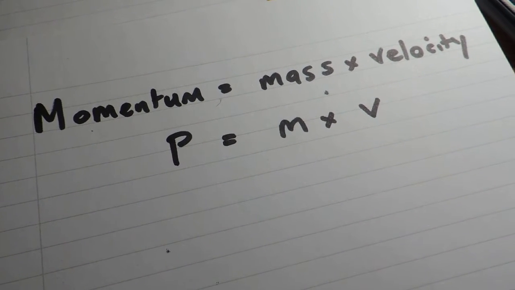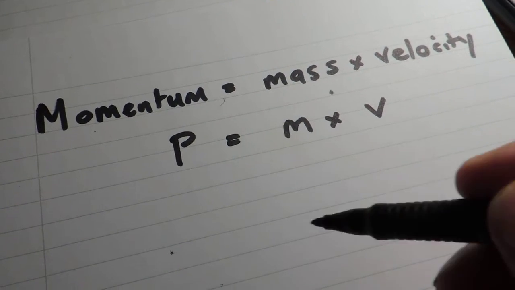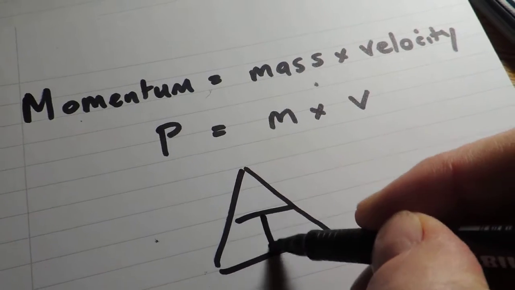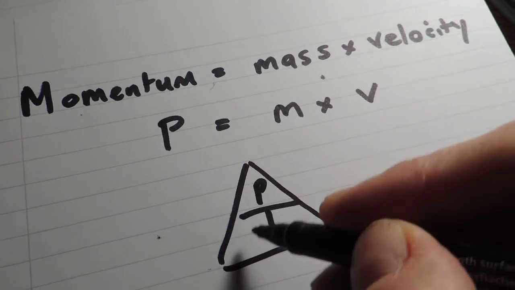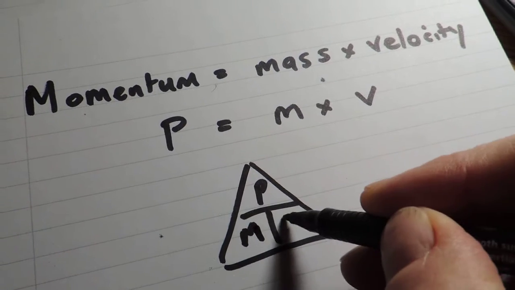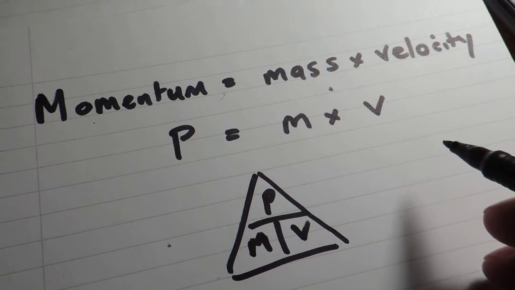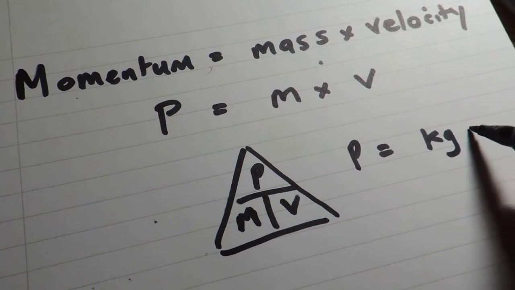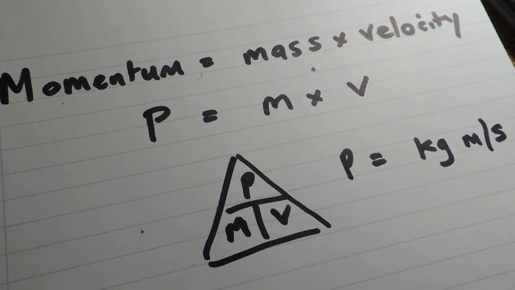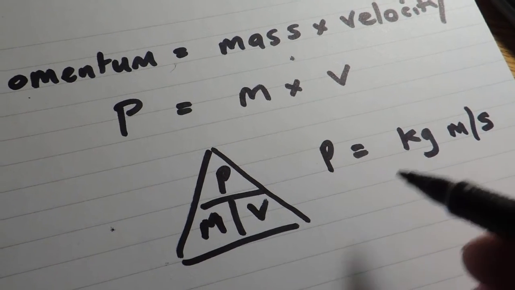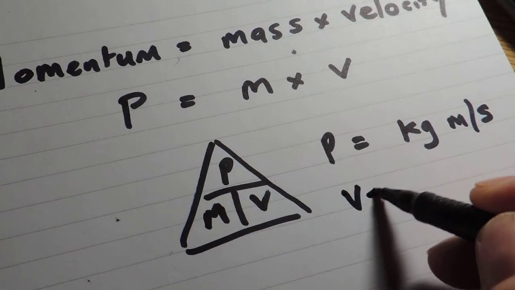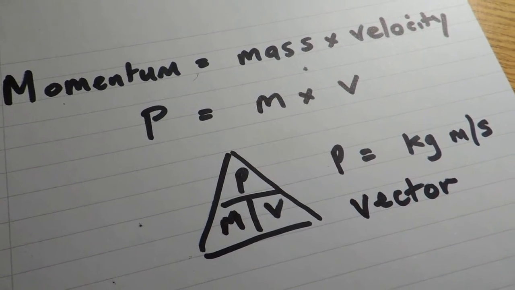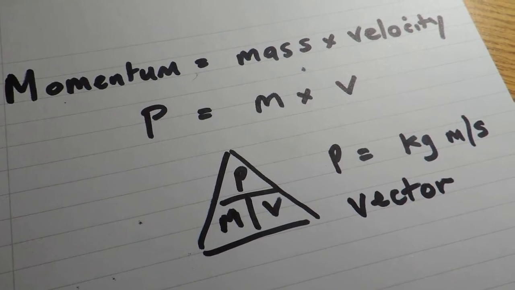Now we might need to rearrange the equation, so there is a triangle that will help us to do that. So I'm going to draw that here. Okay, so P at the top for momentum, M for mass, V for velocity. The units of momentum are kilogram meters per second. Okay, kilogram meters per second. And you also need to know that momentum is a vector. That becomes important in later lessons, not so much today.